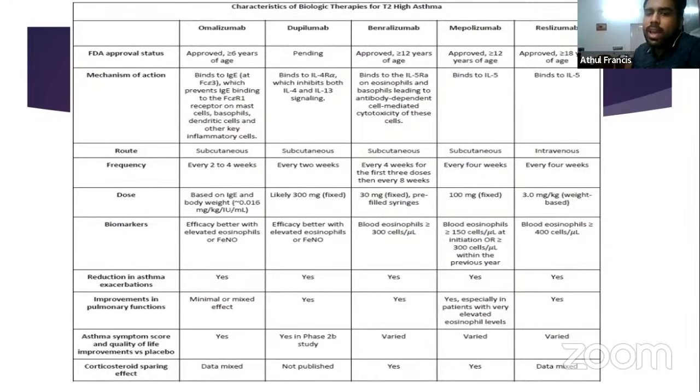So always assess the response every 3 to 6 months. Don't stop your inhaled steroids or your inhaled medicines. Continue ICS-LABA properly. So that is important.